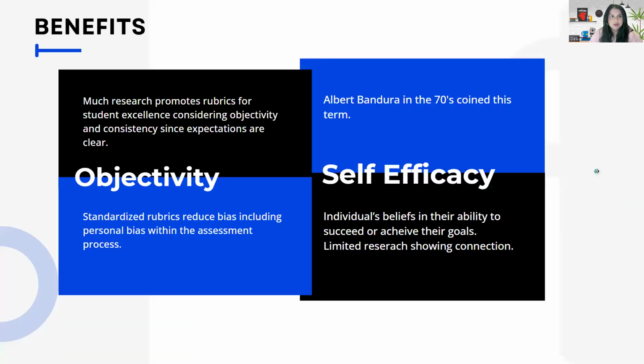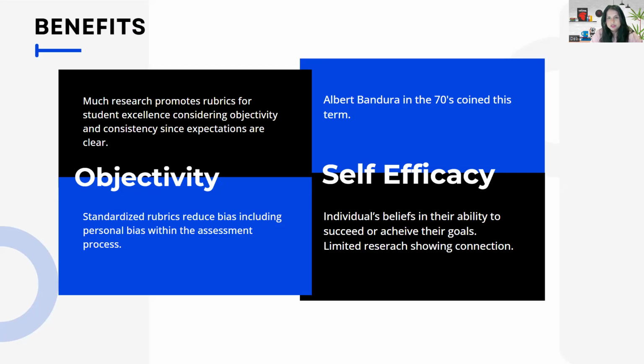So, some of the benefits to consider. Much research here does promote rubrics due to the objectivity and consistency. We know that if a rubric is present, then the expectations are laid out for the students, and so that can really help them succeed in the class. We also know that standardized rubrics have been known to reduce bias, including personal bias within the assessment process. So think of it as having almost a blanket statement where you're able to guide the students through whether or not they followed certain items on the rubric itself.